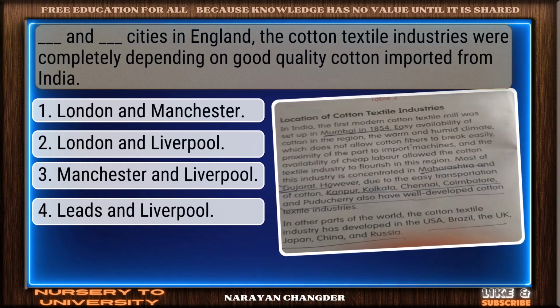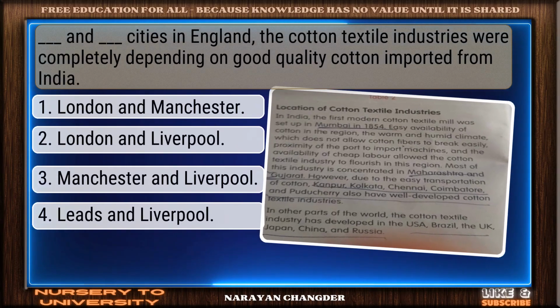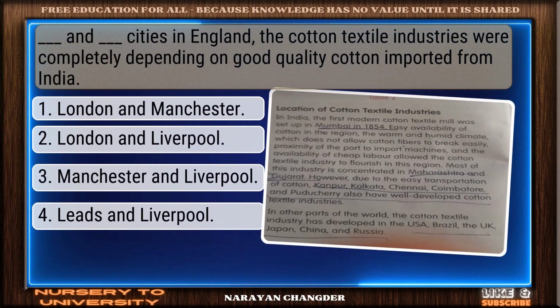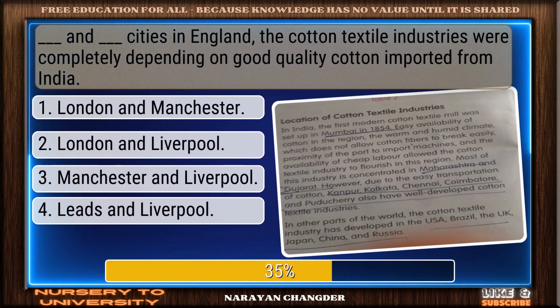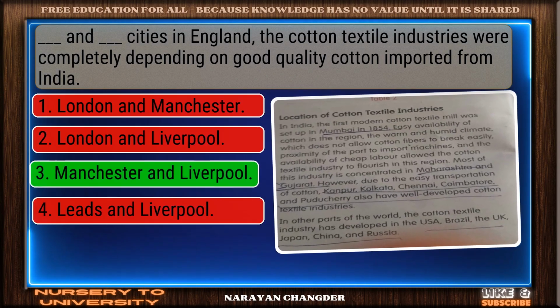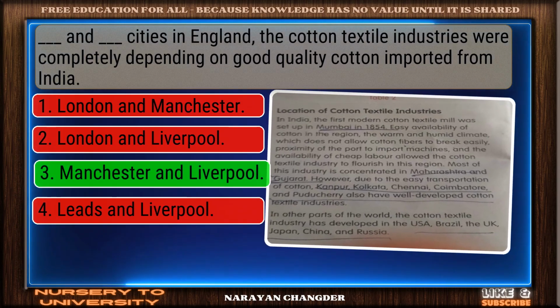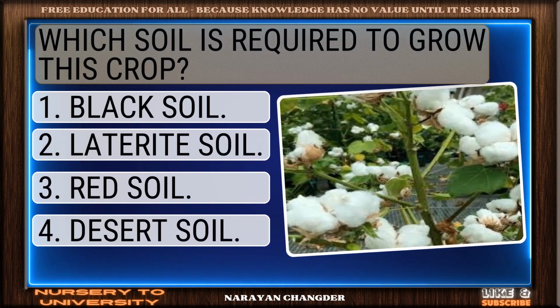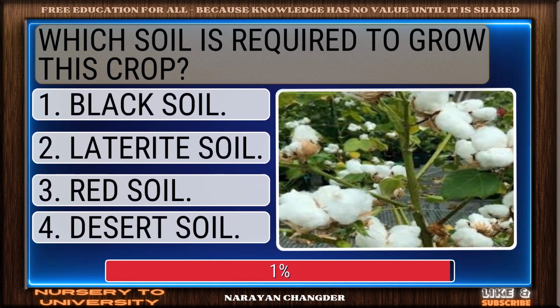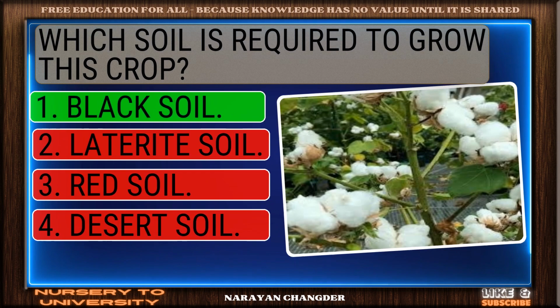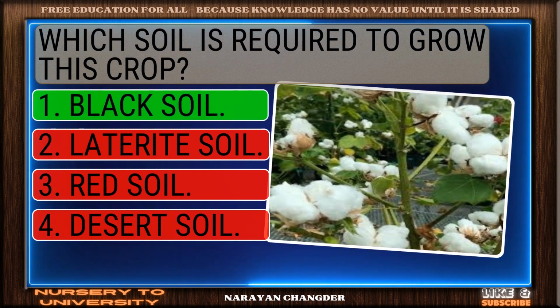Dash and dash cities in England, the cotton textile industries were completely depending on good quality cotton imported from India. You got it. Manchester and Liverpool fits. Which soil is required to grow this crop? Valid point. Black soil is true.